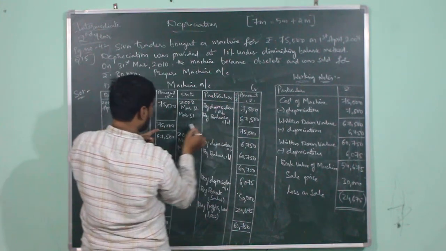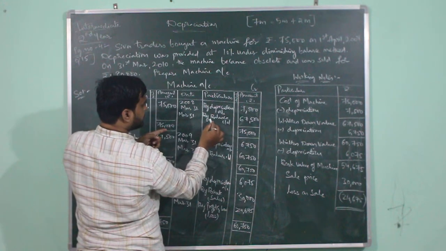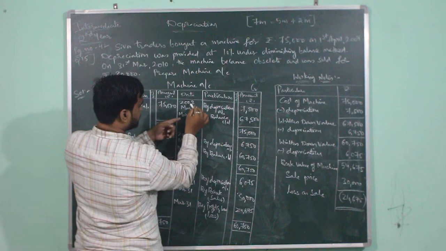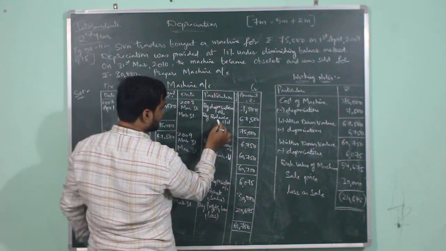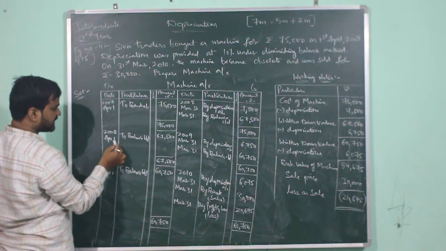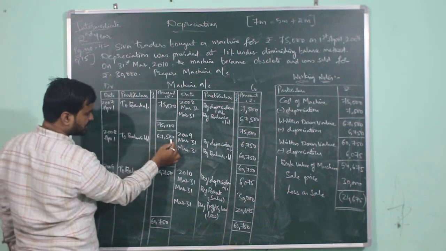Subtracting 7,500 from 75,000, the value which is left out is 67,500, which will be written as closing balance at the end of the first year on 31st March 2008 as by balance carried down, and the closing balance of first year will become the opening balance at the beginning of the second year, which will be again written here and on April 1st 2008 as to balance brought on 67,500.